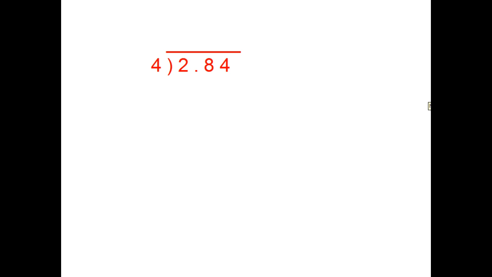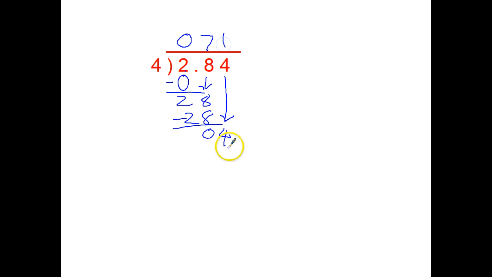2.84 divided by 4. Okay, this is the part I was talking about. How many 4's in 2? Go ahead and put that 0 in because I need to have a number above the 2 so I don't get confused. When I subtract, bring down my 8, then how many 4's in 28? 7. 7 times 4 is 28. Nothing left, but I got a 4 to bring down, and there's 1 4 in 4. Not finished yet. Don't forget, bring that decimal straight up.